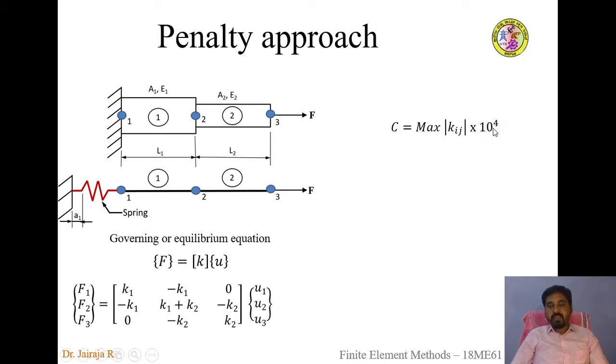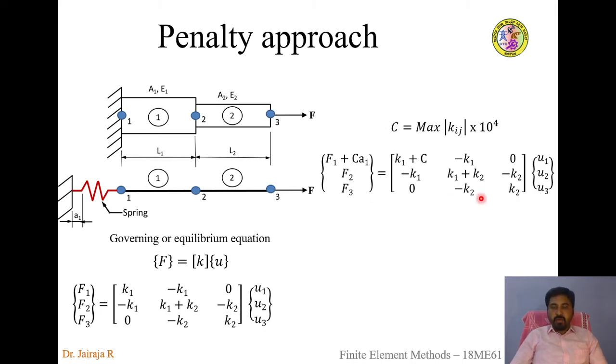Why do we multiply by 10 raised to 4? We need to make the stiffness very large so that we won't get displacement at node 1. We can take 10 raised to 4 or any higher value; for simplicity I take 10 raised to 4. Next, in the global matrix, according to the penalty approach, since node 1 is fixed, C can be added to the first diagonal element of the stiffness matrix.